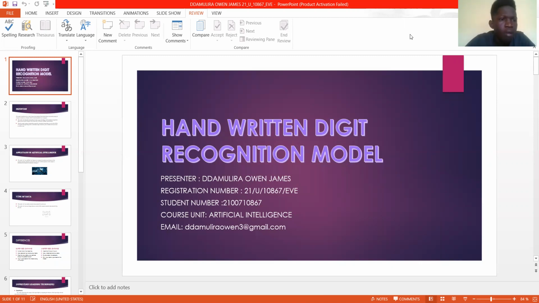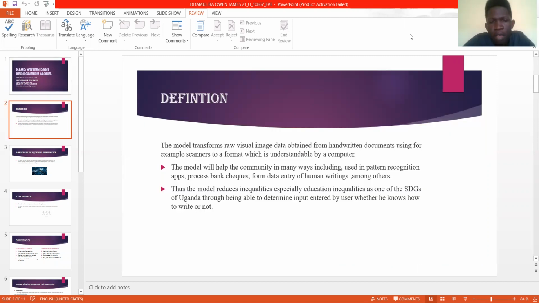If we come to the definition, my model will be transforming raw visual image data obtained from handwritten documents into a format which is understandable by a computer. Many of you have probably tried to apply for a national ID. Most of the time you are required to enter data into a form. That form you give to the person registering, and they will scan it. So how do you think the computer will know that this is an A, or a word, or something else?